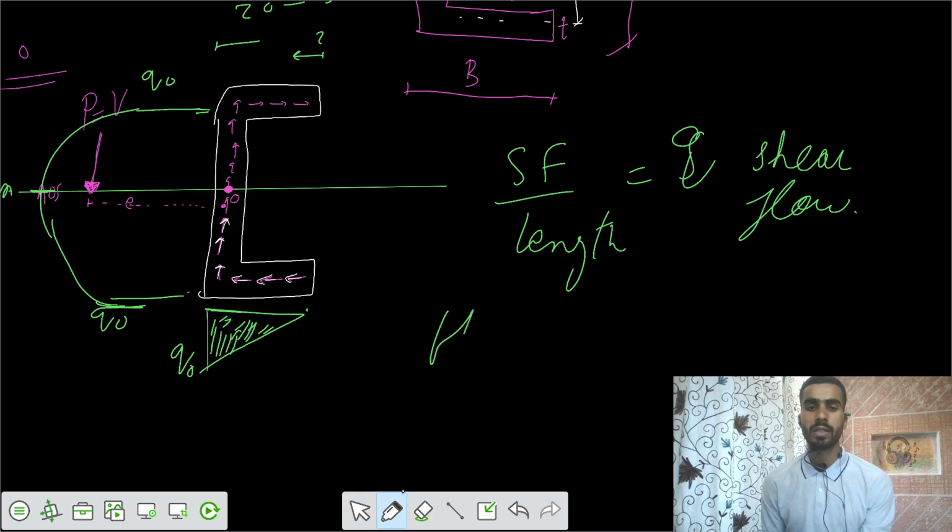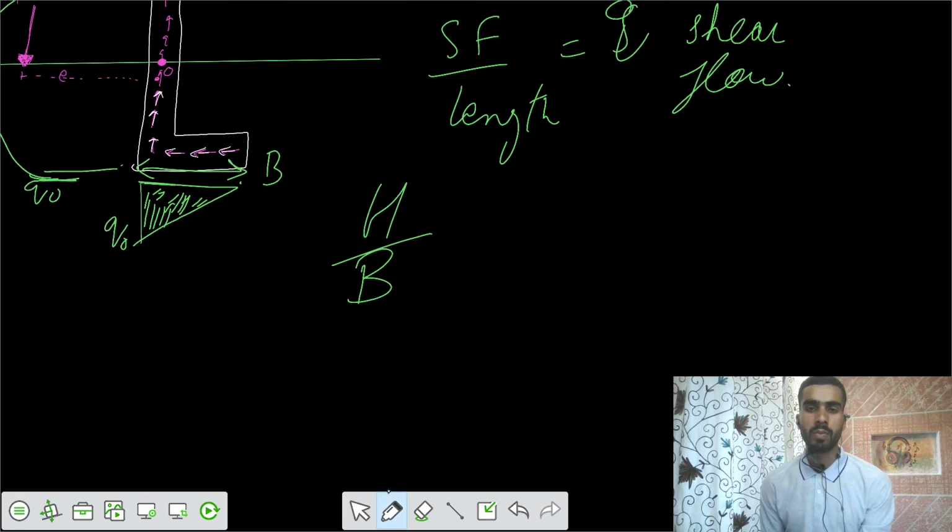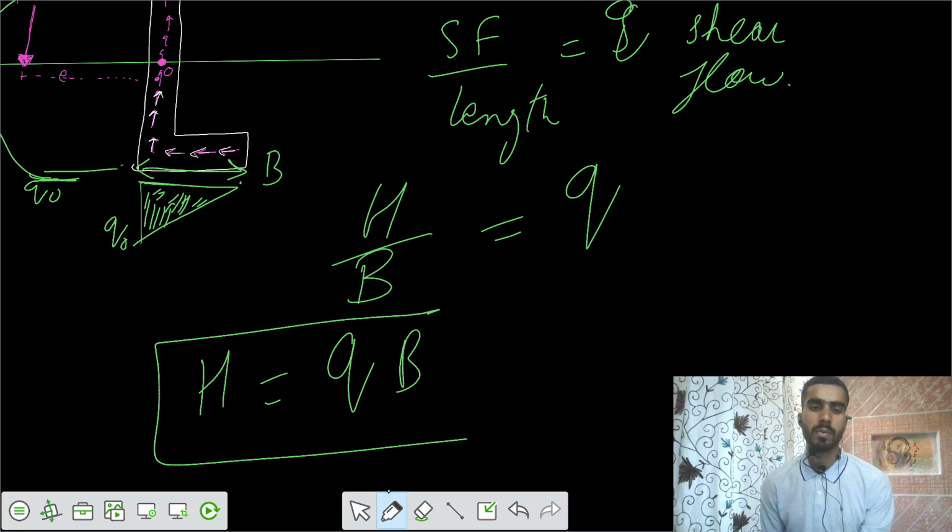So your h, we can say h per unit length. We know that the length here is equal to the value of b. If I write h by b, that would give me the shear flow. Then I can say your h value equals q times b. Your horizontal shear force h equals q times b.